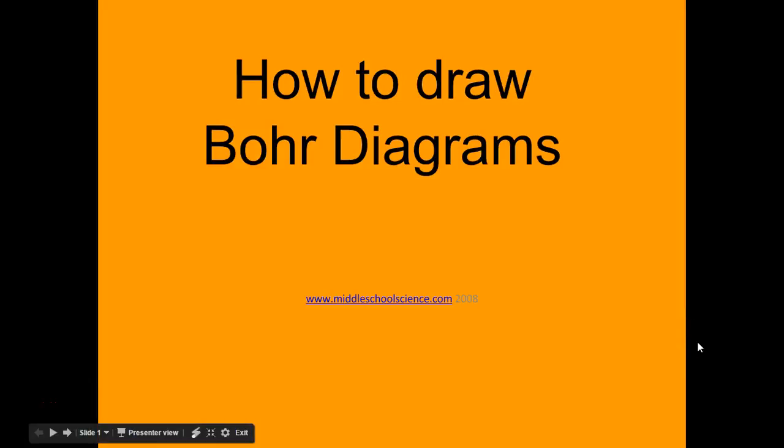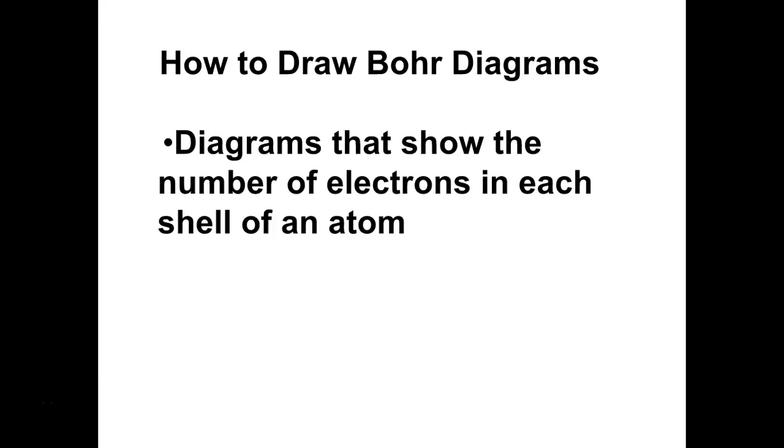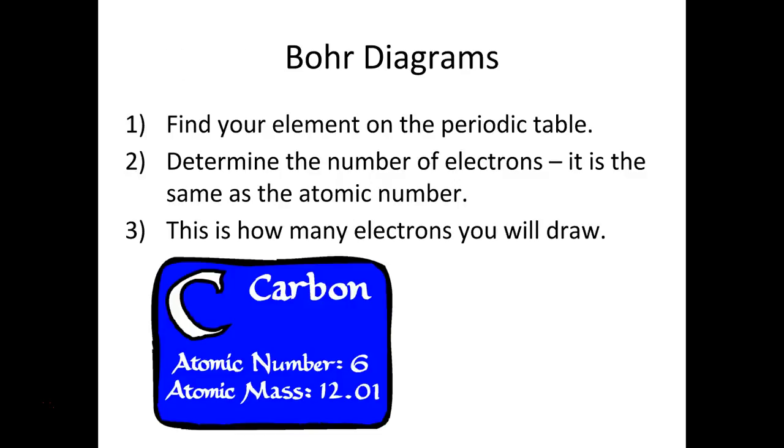So this is just a quick presentation on how to draw Bohr diagrams. These will be similar to what we saw in the last presentation. These are diagrams that show the number of electrons in each shell that an atom has, and this is how you draw them. First, you find your element on the periodic table.